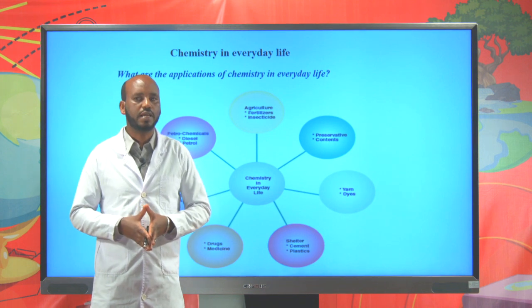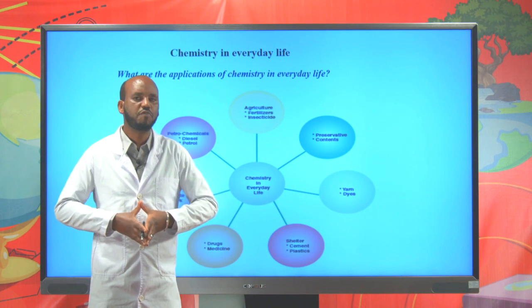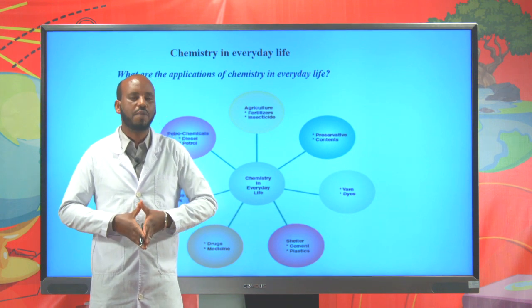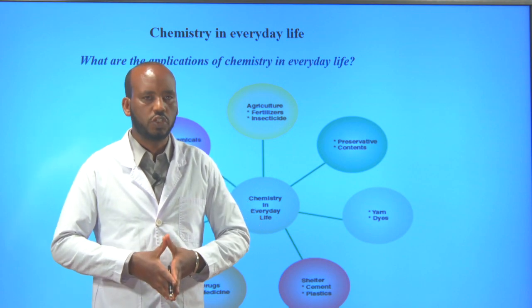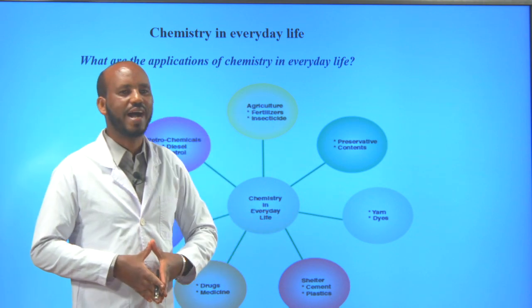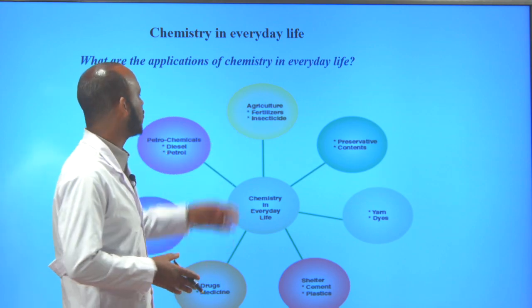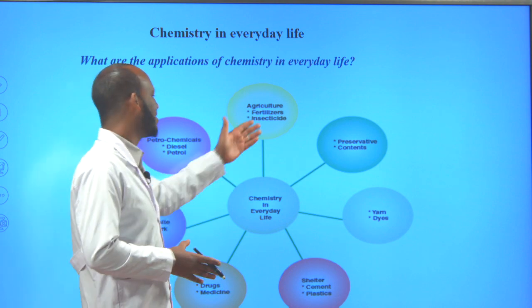Chemistry in everyday life. Almost all things around us involve chemistry. Now, what are the applications of chemistry in everyday life? These are some applications of chemistry. Chemistry is an aid to agriculture. Chemistry has been successful in the production of fertilizers and pesticides, which include biocides, insecticides, herbicides, fungicides, and so on.